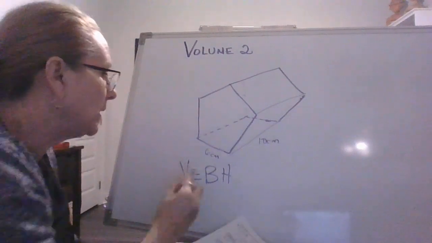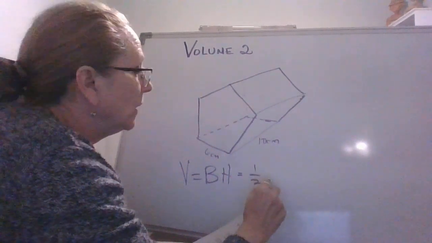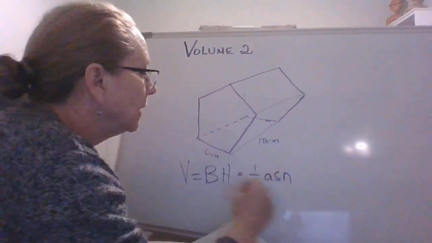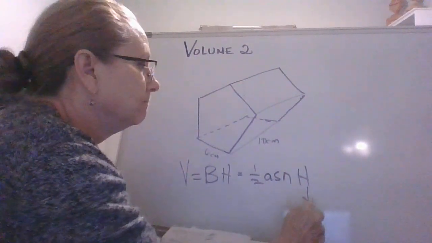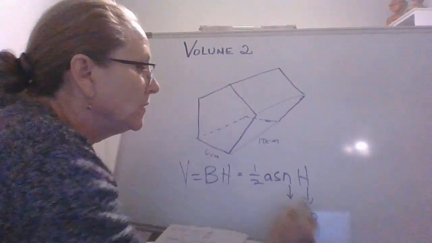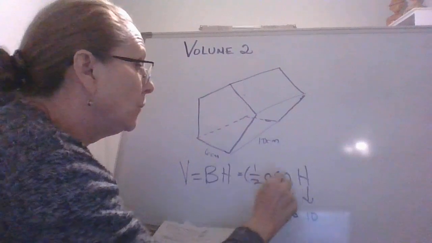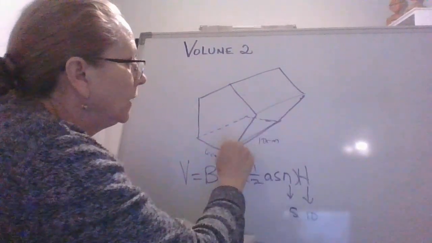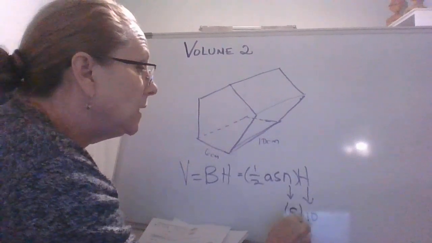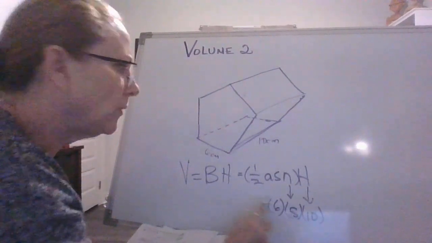B is the area of the base. So the area here is 1/2 AP or 1/2 ASN, remember that, times the height. Yes, the height is 10. Yes, the number of sides for a pentagon is 5, because this is your pentagon. Okay, that's the height of the prism. Done. The side length is 6. Like we're rolling right along.